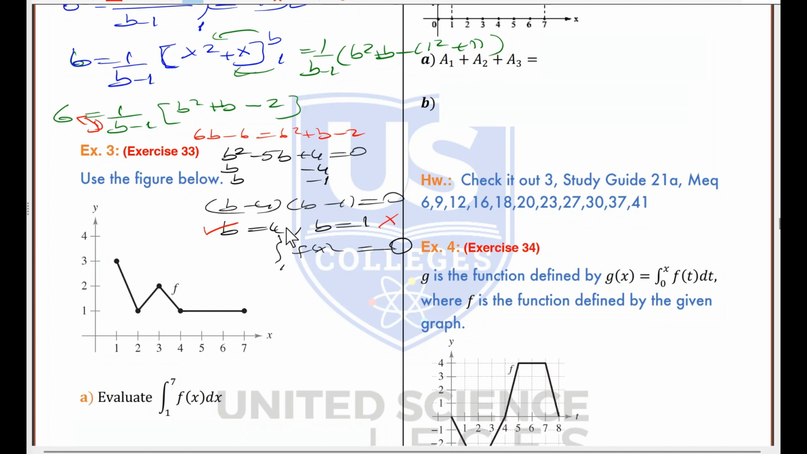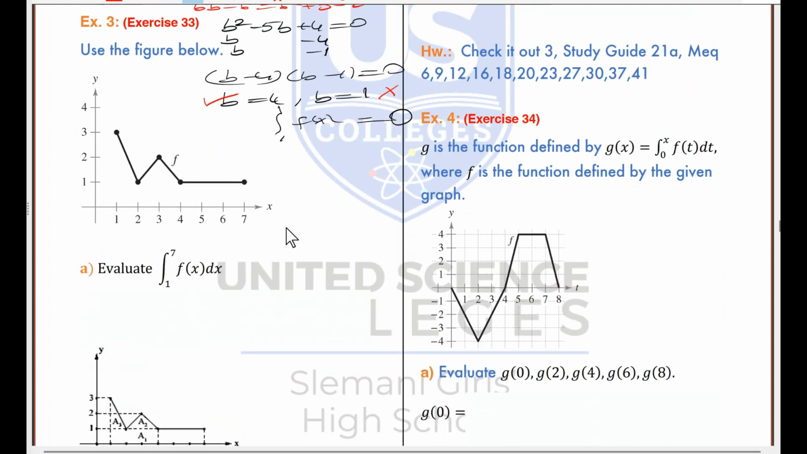Okay. Now, there is another type of question that is in our book, exercise 33, and this type came a lot in exams. Let's take a look at this question and see how to solve it. We are given a figure. We are asked to evaluate the integral from 1 to 7. We are not given a function. Instead, we are given a figure. So for these kinds of questions, all we need to do is find the area under the given figure, because integral means area.